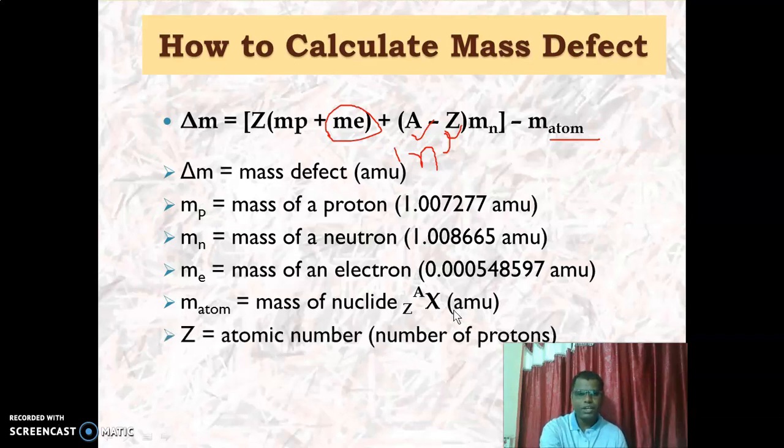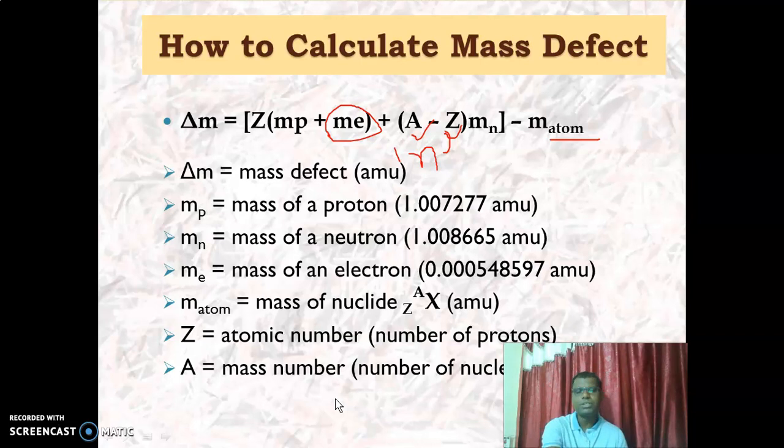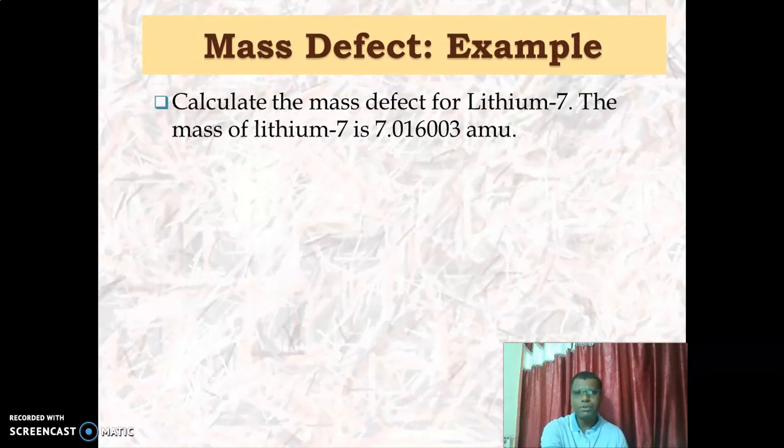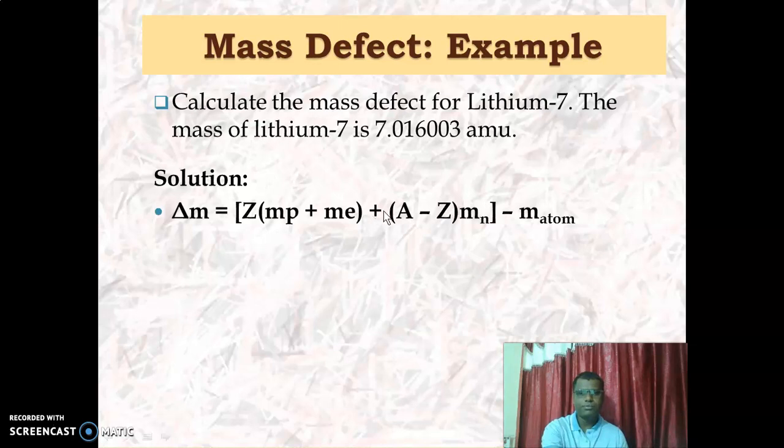This mass of nuclide is nothing but the expected mass. Z is the atomic number, which simply indicates the number of protons, and A is the mass number, which indicates the number of nucleons, meaning the number of protons and neutrons present in the nucleus. Here I will talk about one example: suppose we are asked to calculate the mass defect of lithium 7, where the actual mass is given as 7.016003.